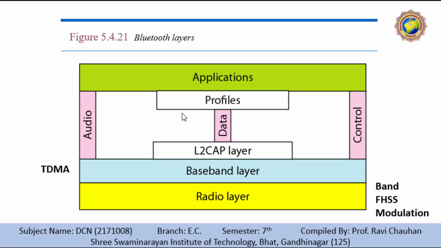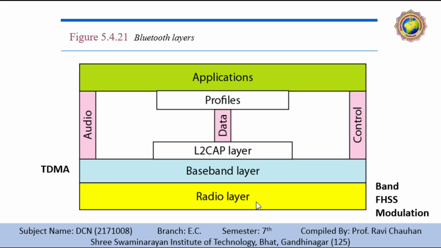Fine. So the figure shows you a complete diagram of our Bluetooth layers. There are several layers, like our radio layer, baseband layer, L2CAP layer. Over here audio, data and control is there, profiles is in this section, and lastly application. So let's discuss the radio layer. A radio layer is roughly equivalent to the physical layer of our internet model. Bluetooth devices are low power and have a range of nearly 10 meters.